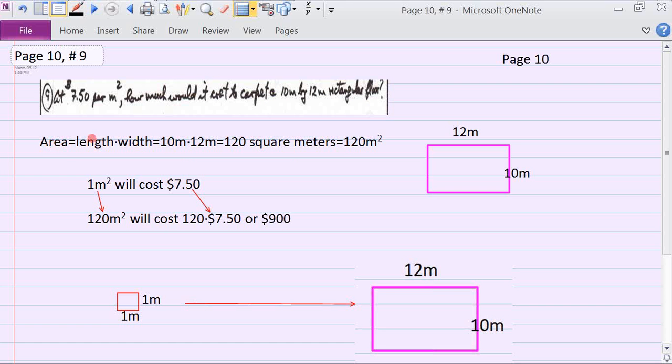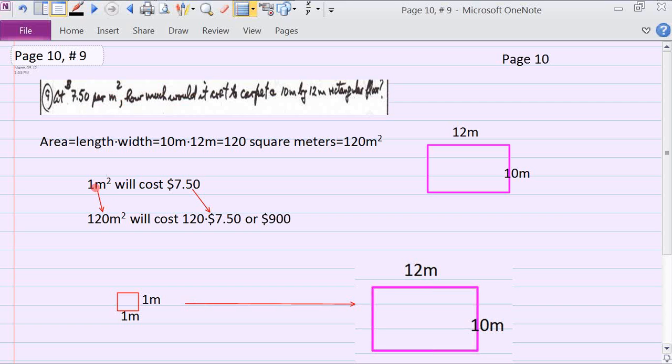So we know that area is equal to length times width. We've got 10 meters by 12 meters. This is 120 square meters. Area is always square in terms of square meter. When we multiply this meter by that meter, we get 120 square meters. Well, 1 meter, we're told, because when it says per meter squared, this means per 1 meter squared. We don't put the 1 in, but that's what's implied.